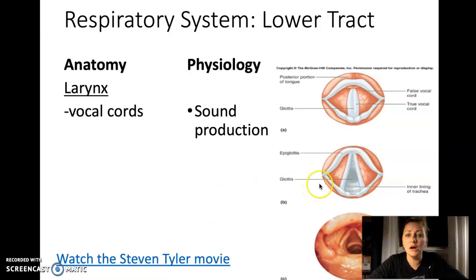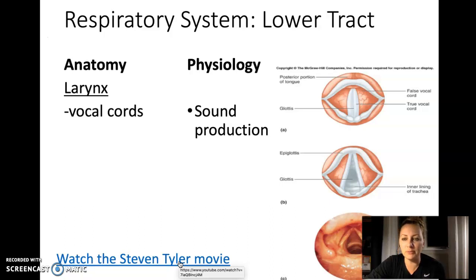Vocal cords are, I can't play the video because of copyright issues with me posting this to YouTube, but your vocal cords are just flaps of tissue that, as they vibrate quickly, create sound. And so you can Google this. Steven Tyler.